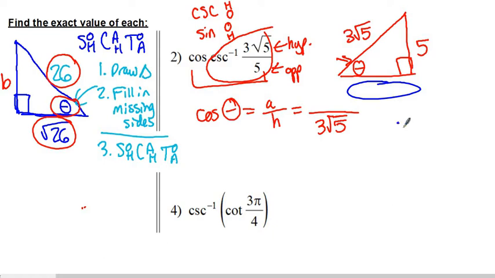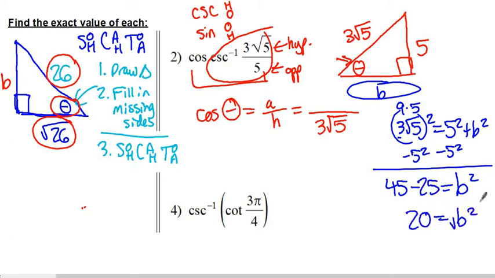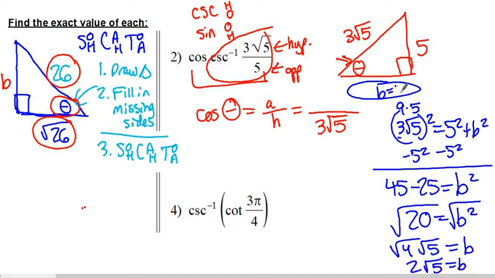So that's going to be 3 root 5 squared equals, we'll call this b again, 5 squared plus b squared. Subtract 5 squared from both sides. So we get b squared equals 3 root 5 squared minus 5 squared. 3 squared is 9, and root 5 squared is 5. So 9 times 5 equals 45, minus 25. So 45 minus 25 is 20. We'll square root both sides, and 20 is the same as 4 times 5. Again, we're looking for a perfect square, and the square root of 4 is 2. So 2 root 5, that would be what b is equal to.